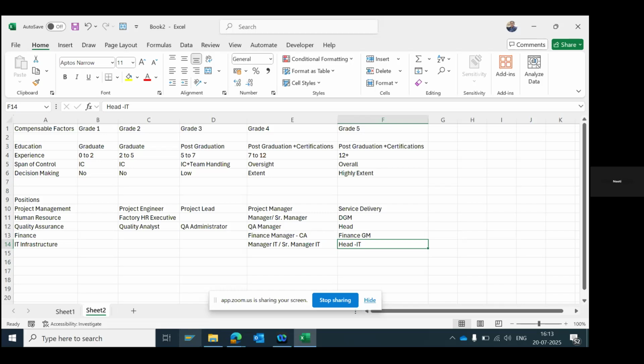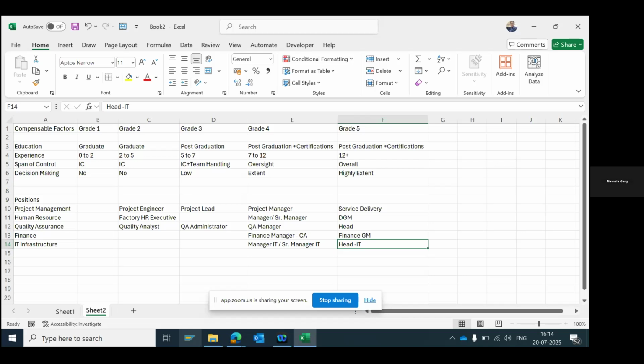How do you evaluate the jobs? You have to take the job descriptions and match them as a whole, the overall, not just education or just experience. You have to match all the 4 compensable factor descriptors for every grade and evaluate which grade the positions can be slotted into, based on how well they match.